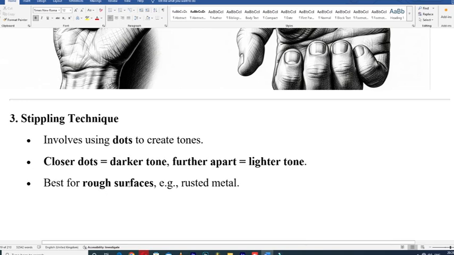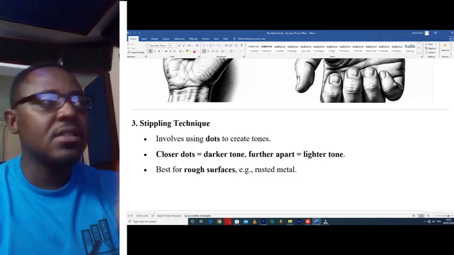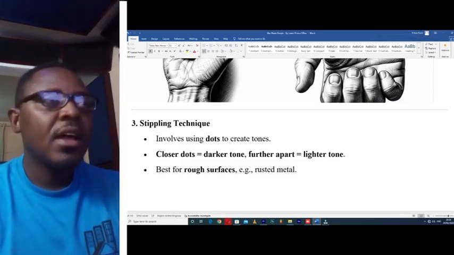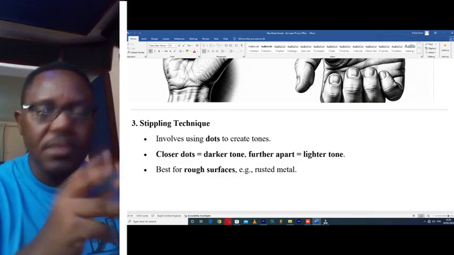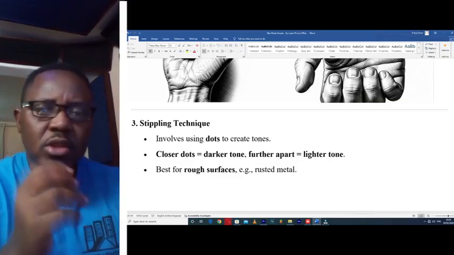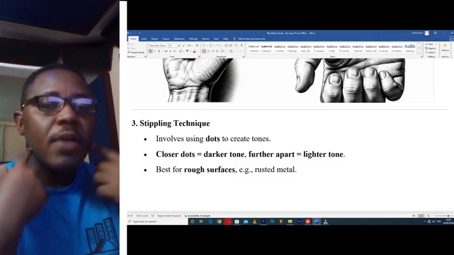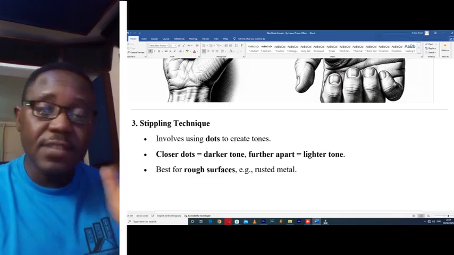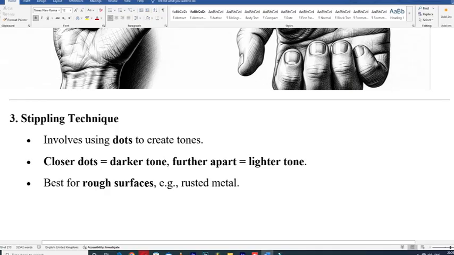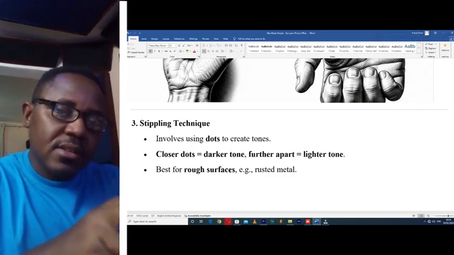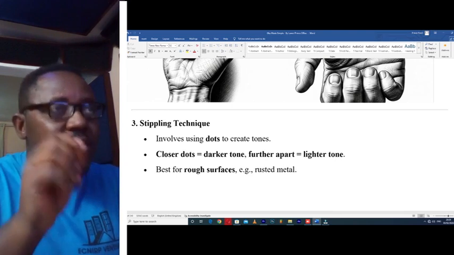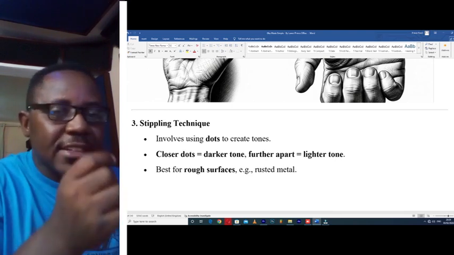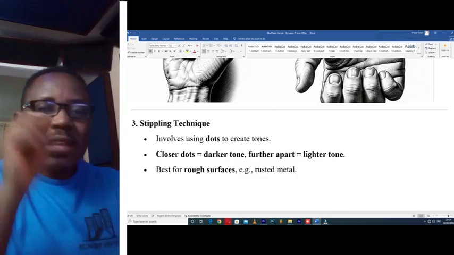Best for rough surfaces. So if you are shading something that is rough, like fruits that have a rough surface, or a human figure where you want to show some bumps around this part, you can use stippling to show those things, right? And it is best for shading rusted metal. When a metal is rusted and you are shading for people to know that this is rusted, you will be seeing that roughness. So in order to create that roughness, you can use arching, cross arching, crisscross or smudging. The best method is stippling.